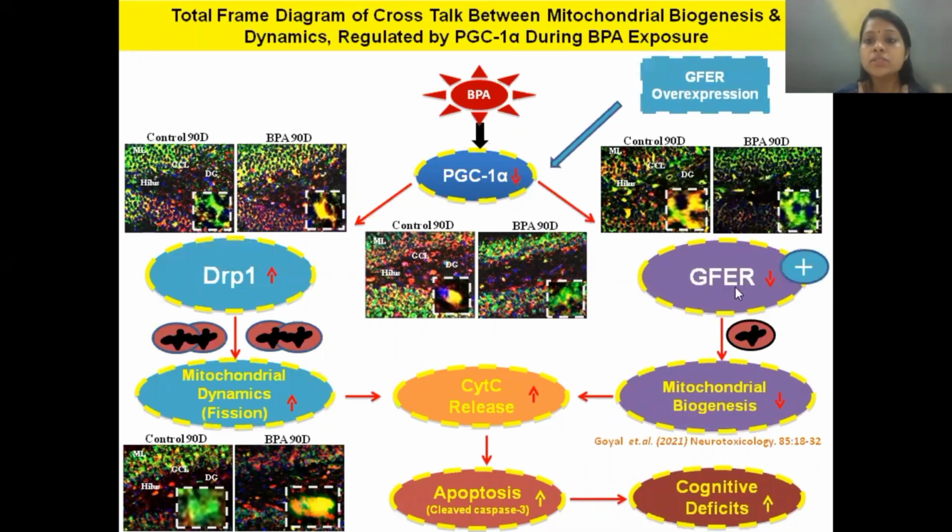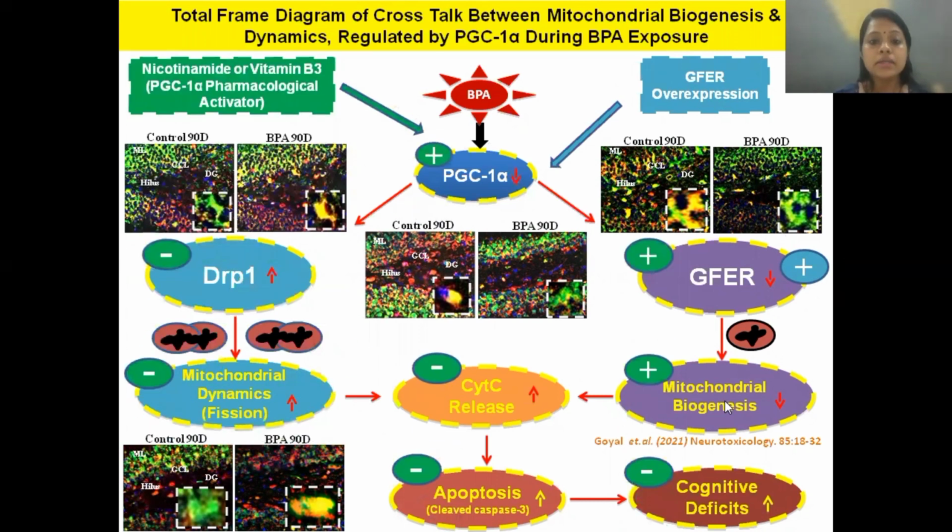So as the therapeutic approach, when we overexpress the G4, we found that G4 expression can repair the mitochondrial biogenesis, while the PGC1 alpha overexpression by nicotinamide can balance DRP1 and G4 level, which can inhibit the apoptosis and restore the learning and memory function of the rats.